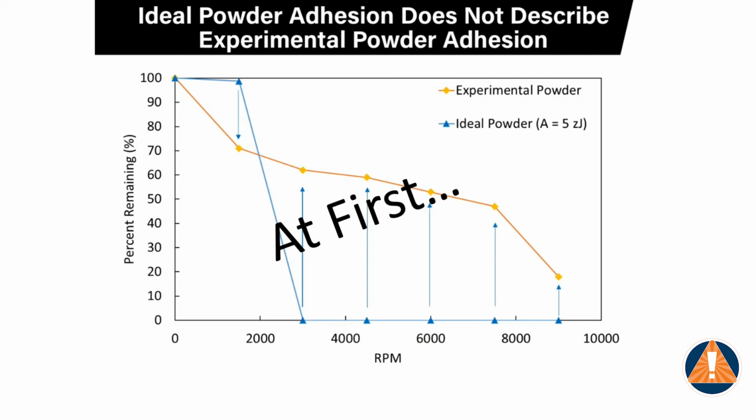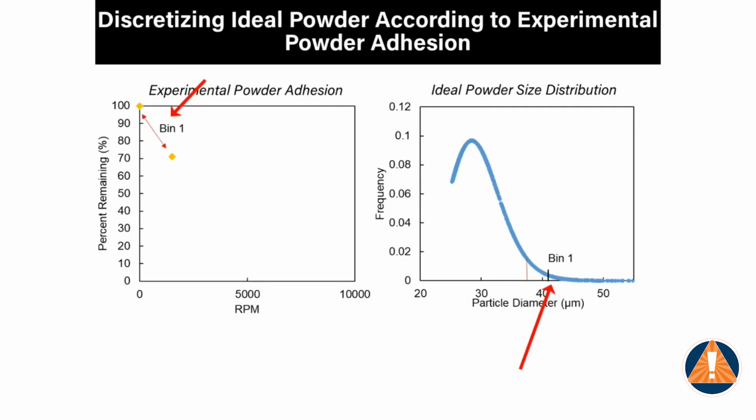Okay, so we didn't get good agreement at first, but if we look and we say, all right, at the first rotational speed increment that we used in our centrifuge, which maybe was 1,000 RPM, we removed 30% of the powder. So then we go down here to our bin, and we choose our size distribution of our powder that's on our plate, and we say, all right, I'm going to look at where the first 30% came off, and I'm going to choose the average size of the powder in that first 30% of the distribution, and I'm going to fit a Hamaker constant to that particular size.